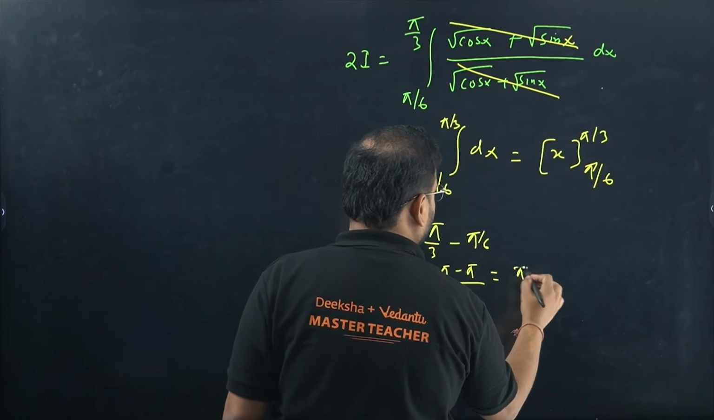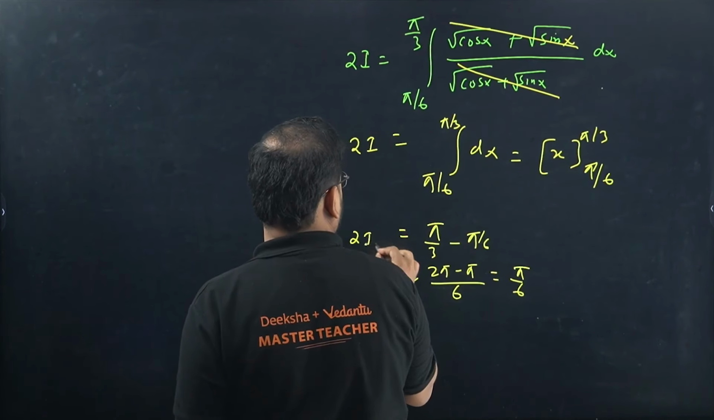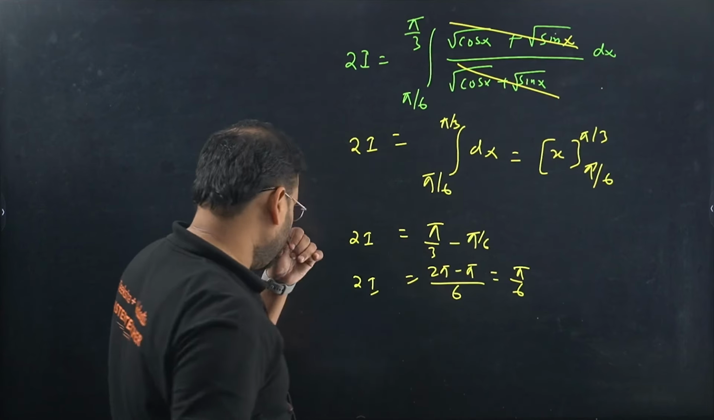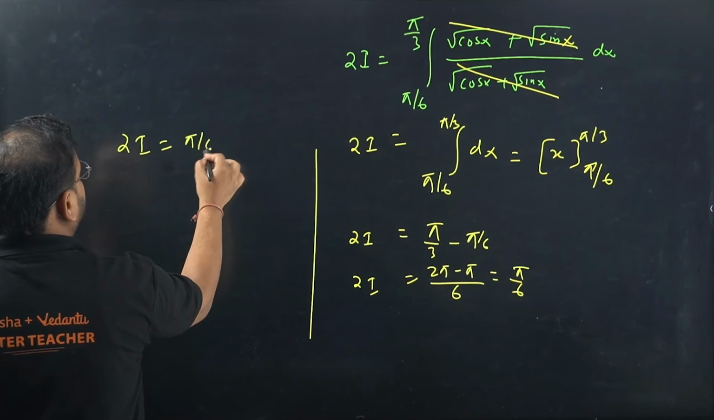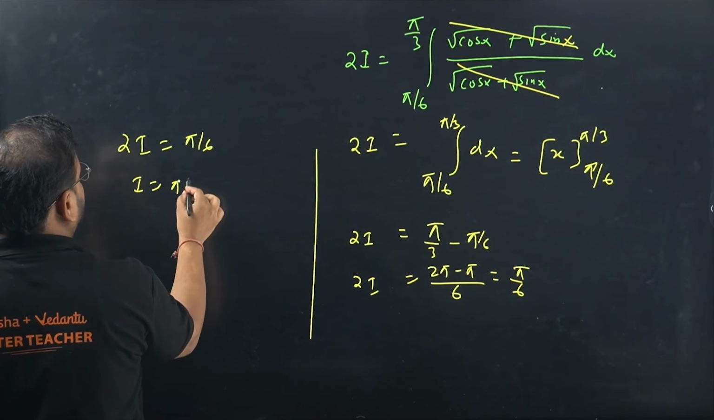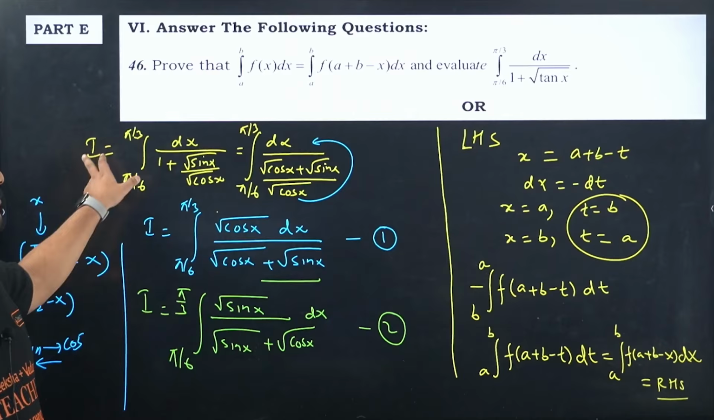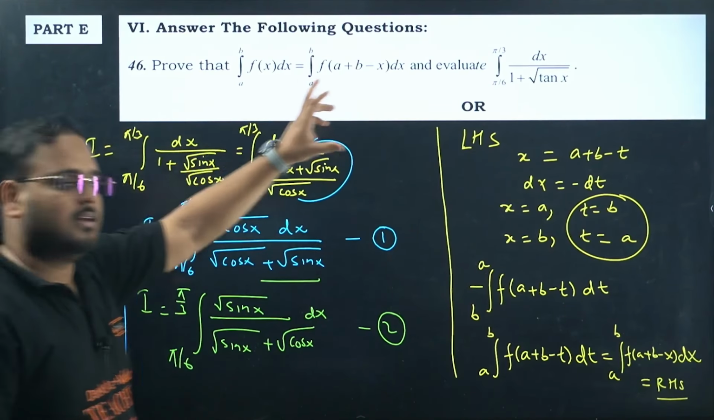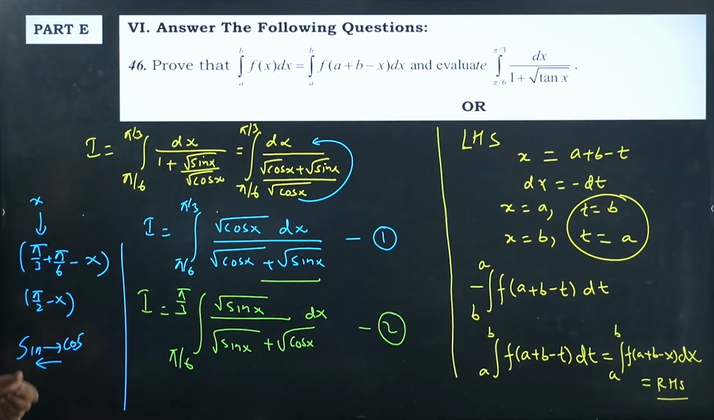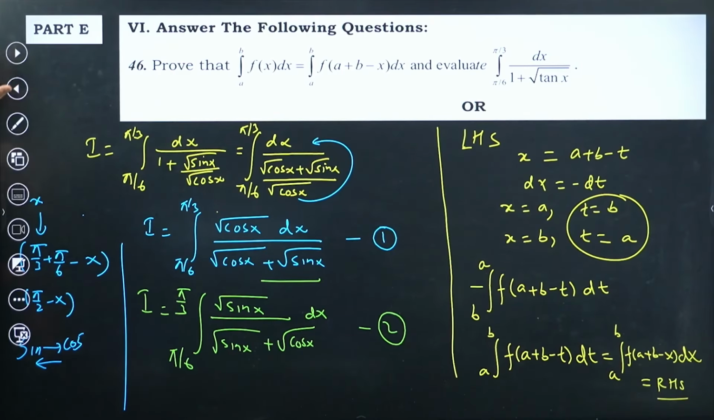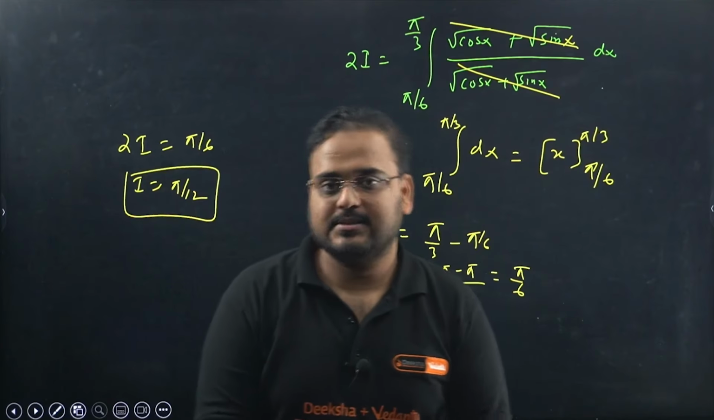The answer will become pi by 6. Check here, 2I, 2I and 2I. So your 2I value is pi by 6, so I value is pi by 12. This is your answer. I was looking for the integration I, this whole thing. I've taken this as my integration I, so my result is coming as pi by 12. Check from this slide to this slide. Makes sense? Good.